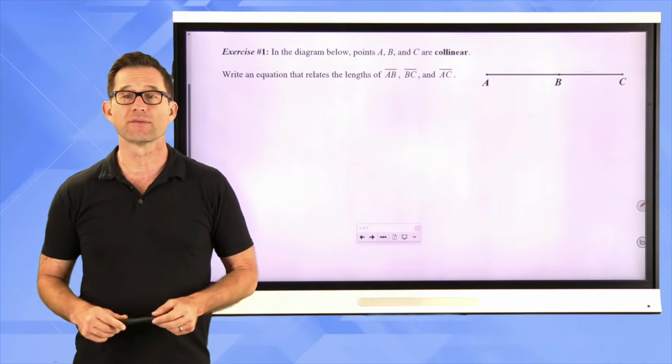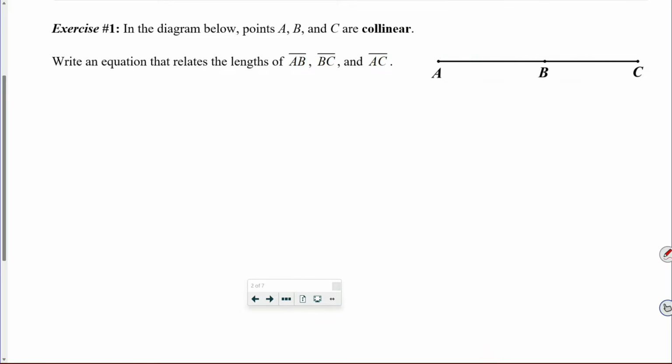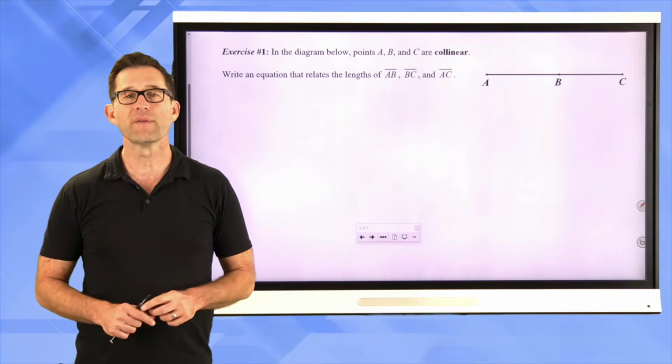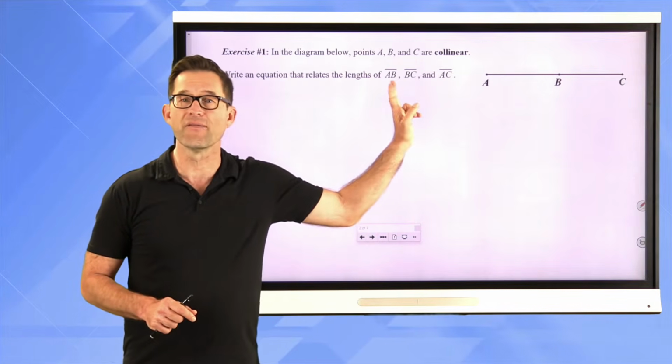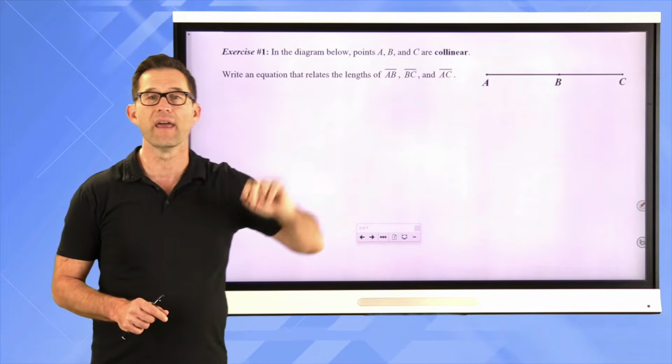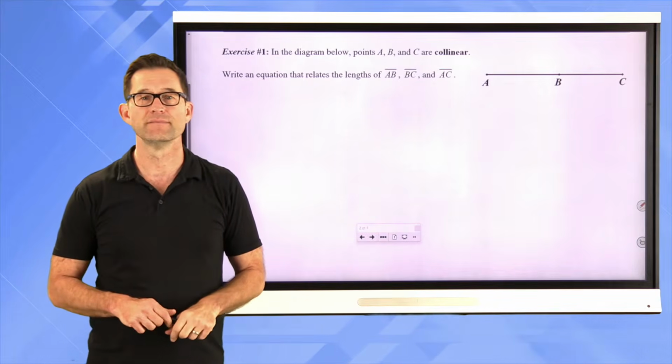So let's take a look at exercise number 1. In the diagram below, points A, B, and C are collinear. Write an equation that relates the lengths of segment AB, segment BC, and segment AC. We've already done this a little bit before. See if you can write down an equation that relates the lengths of AB, BC, and AC. Why don't you go ahead and do that?